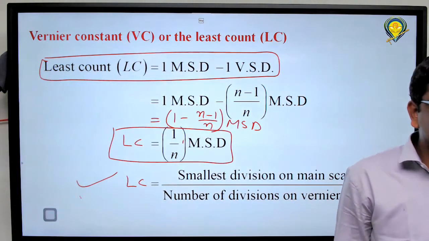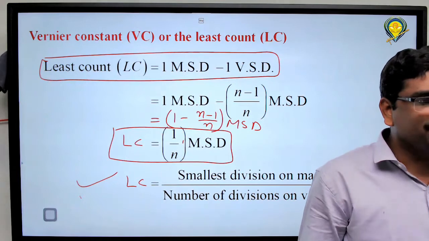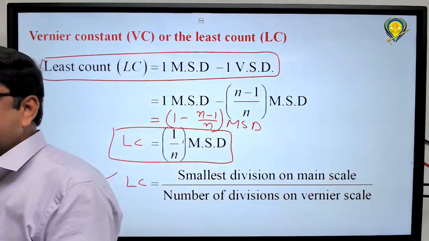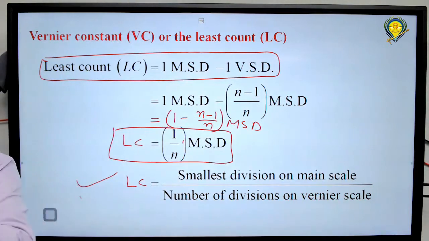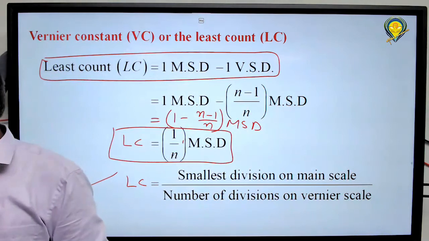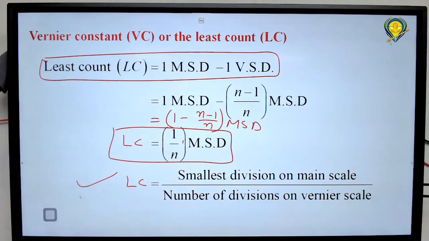So first priority is least count of vernier calipers and screw gauge. Now, if you compare vernier calipers and screw gauge, which is more priority for this purpose? Screw gauge is the more priority. So we need to prioritize the screw gauge first. After that, vernier calipers. Based on the previous year data, we need to prioritize the screw gauge first. And so least count is the first priority.